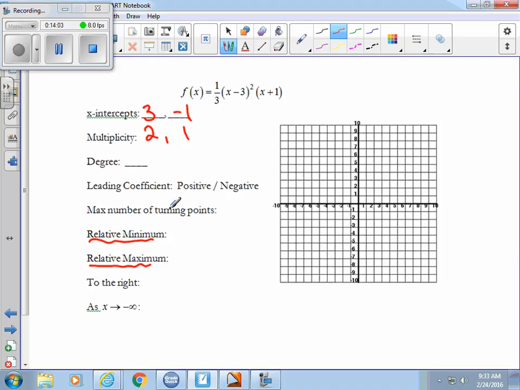Okay, any questions about that? How do I find the degree if it's in factored form?